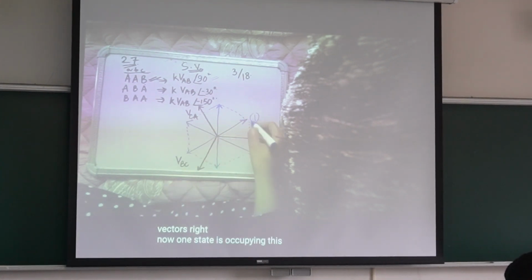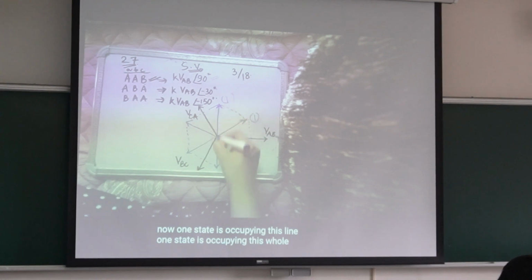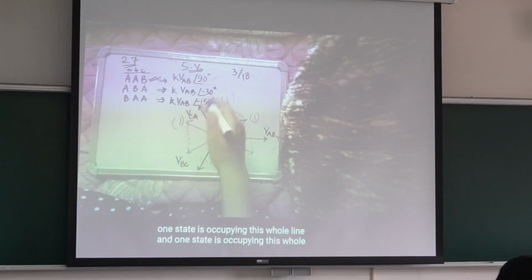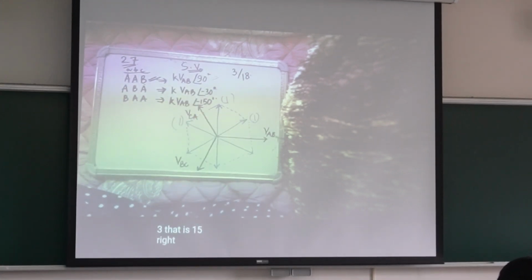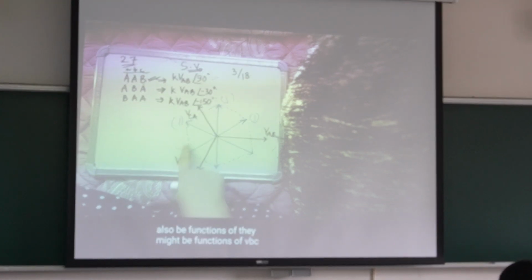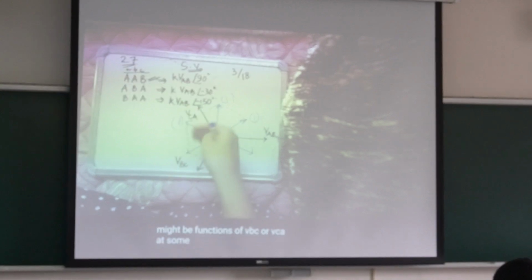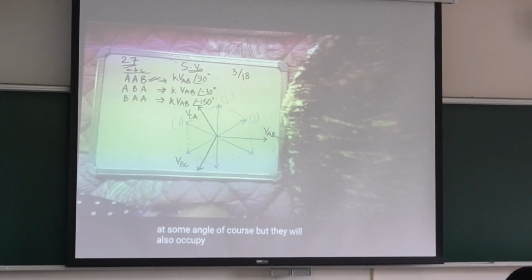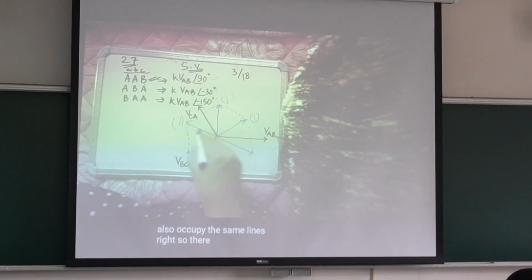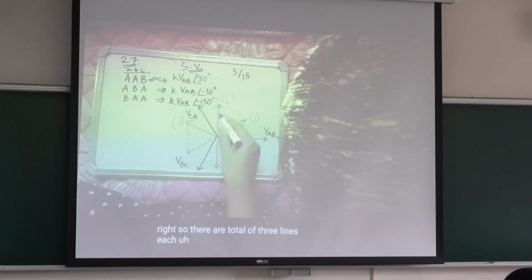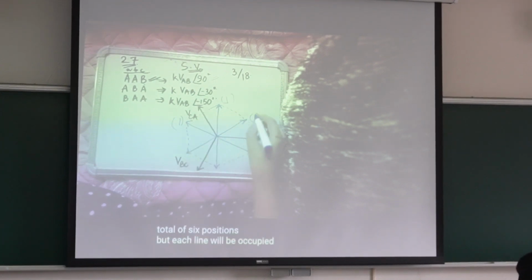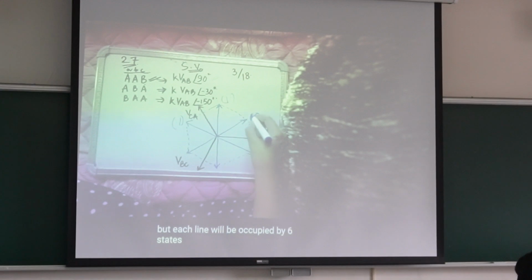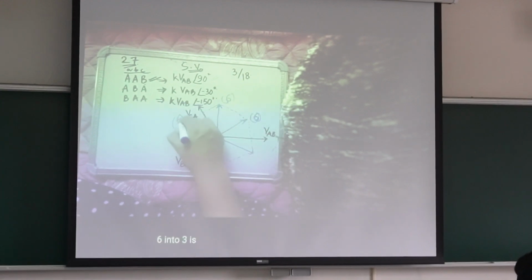Now, one state is occupying this whole line, one state is occupying this whole line, and one state is occupying this whole line. How many states are still left? 18 minus 3, that is 15, right? And when I check them, they might be functions of VBC or VCA at some angle, of course, but they will also occupy the same lines, right? So there are a total of 3 lines, each having 2 positions. That is a total of 6 positions, but each line will be occupied by 6 states. 6 into 3 is a total of 18.